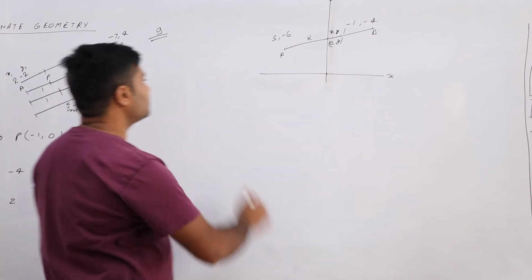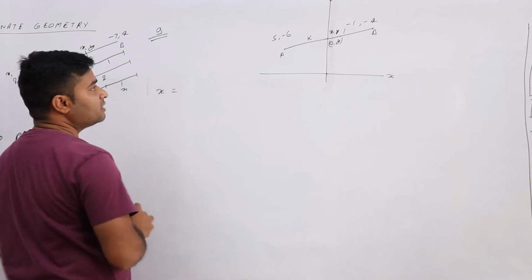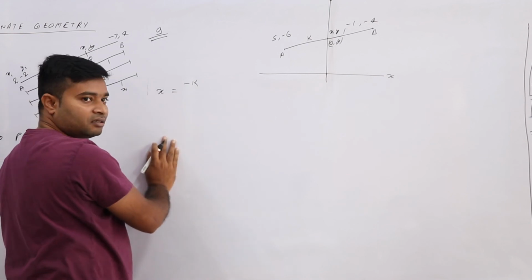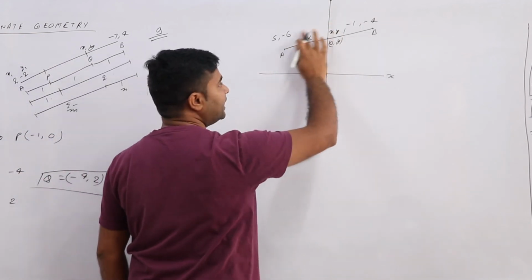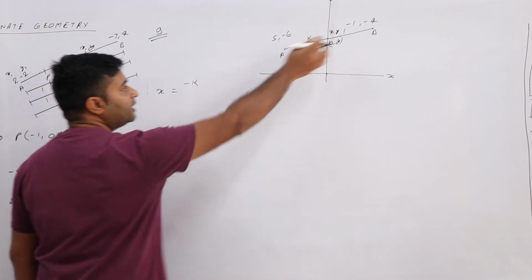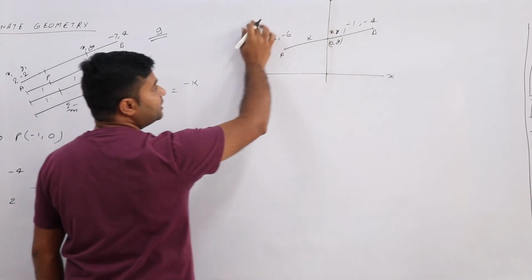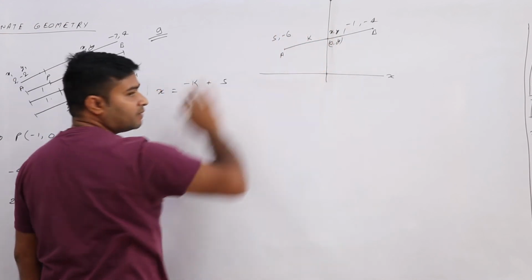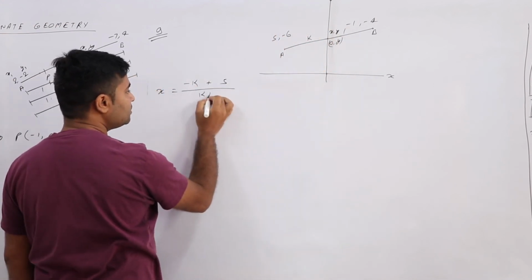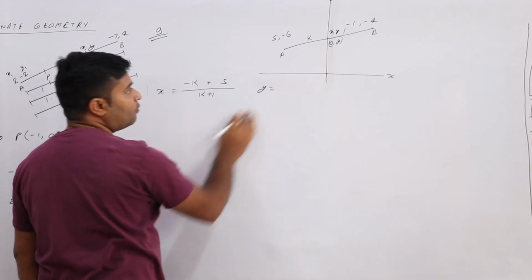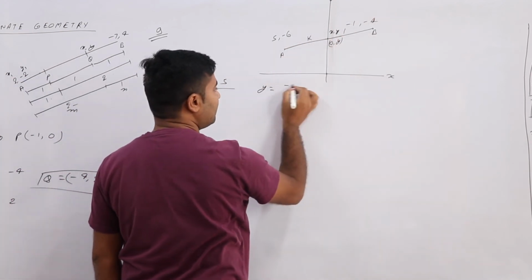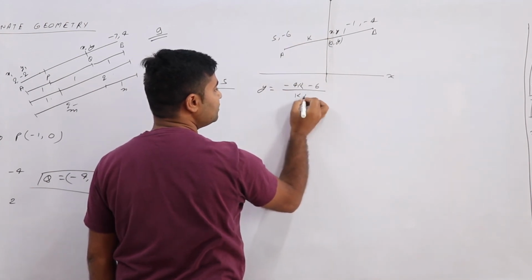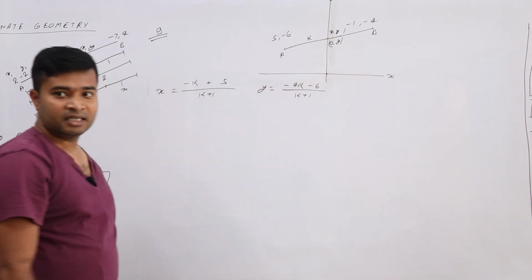Acha. Now find x. X is equal to k into minus 1 minus k. Yes na? This one this side. K into minus 1 is minus k. Then this one this side, so plus 5. Yes, sir. 1 into 5 is 5, by k plus 1. Yes or no? Yes, sir. Y is equal to k into minus 4, minus 4k. Yes, sir. 1 into minus 6, minus 6 by k plus 1.